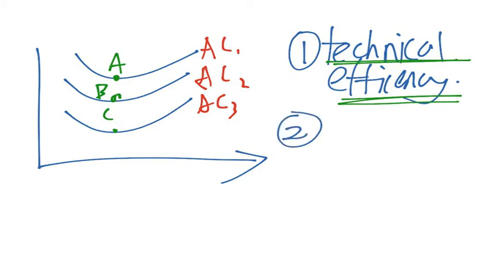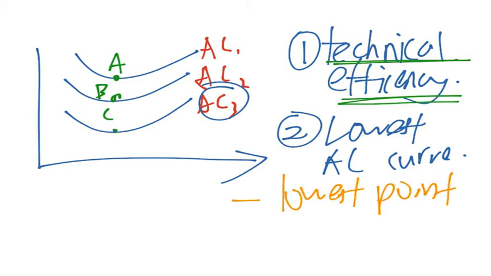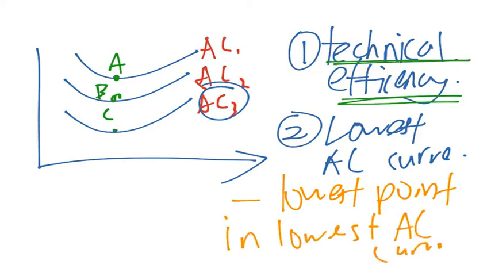The second condition is when you are producing at the lowest average cost curve. For this case, average cost curve 3 is the lowest among the three. So this curve is the lowest AC curve. The lowest point at the lowest AC curve is what we call productive efficiency. So this is method number 1.